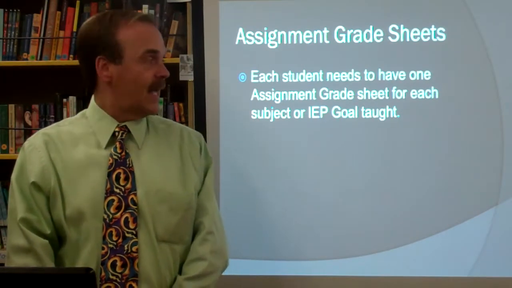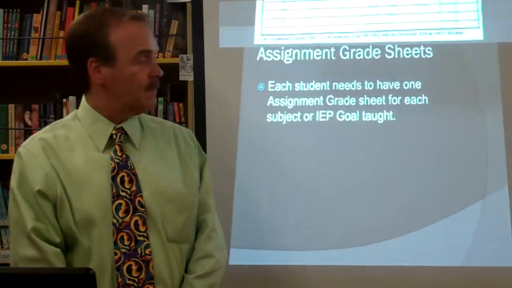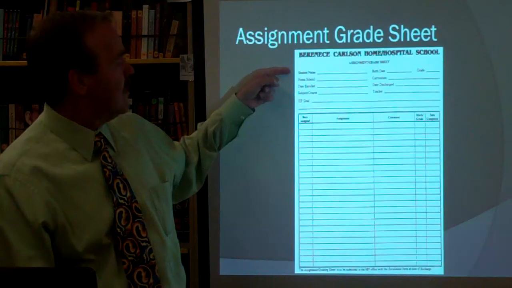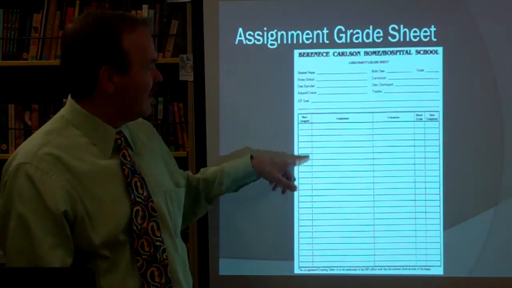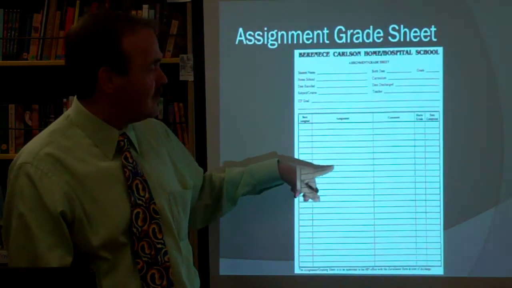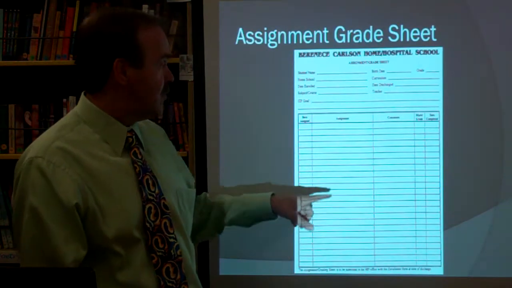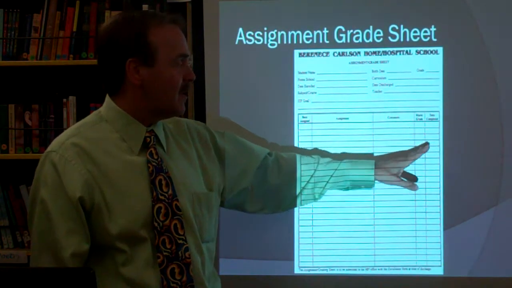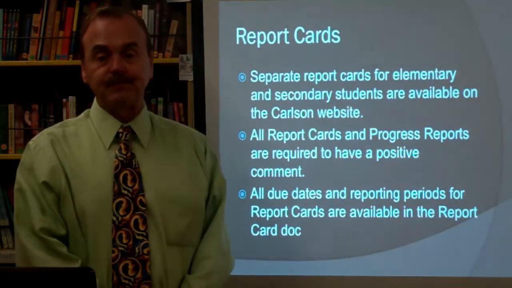Okay, and let's show you this. The assignment grade sheet, basically you fill this information out up here. You've got the student's name, their school, and the date, the assignment that you worked on with the student, and it should all be standards related, everything that you work on with the student. Any comments that you have here, the date that the assignment was completed, and the grade. It's your grade book. Okay.